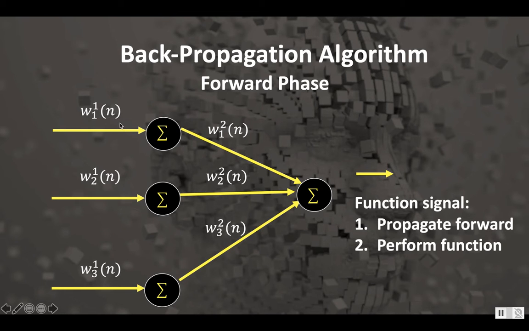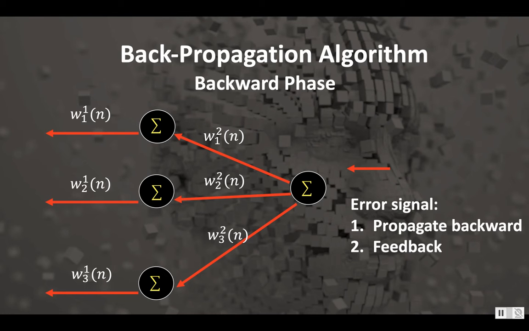What we do here is pretty simple. We just use the input signal and multiply it with the weights. The weights are the current weights, not the optimal weights. The input is multiplied by the weights and then goes through each neuron. We do the summation, go through the activation function, and the result works as the input to the next layer, until we reach the output layer. So we go in the forward direction. All we do is perform a function, just multiplication and summation. This is the forward phase.